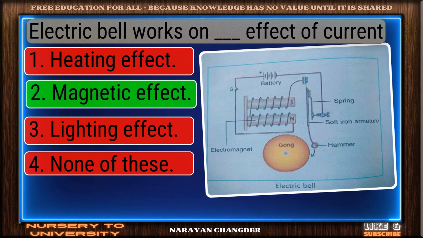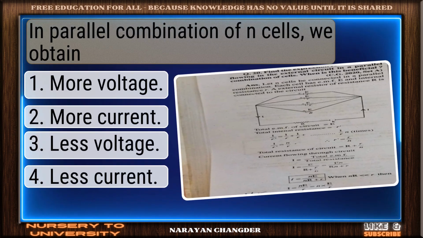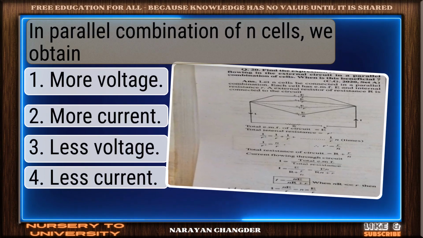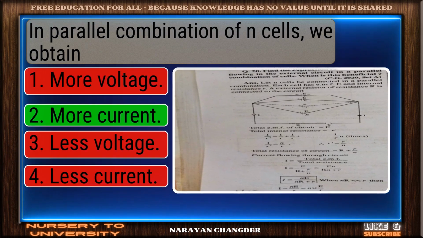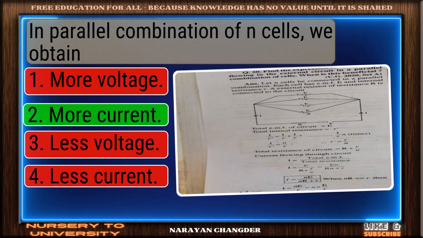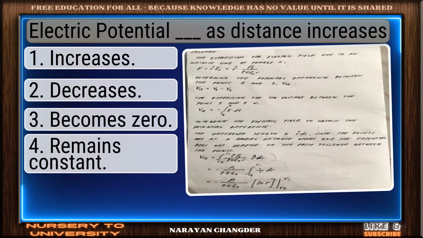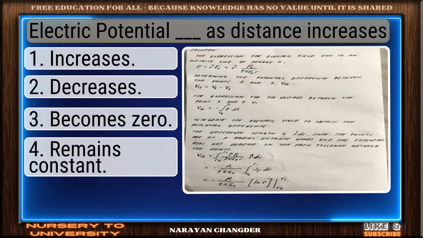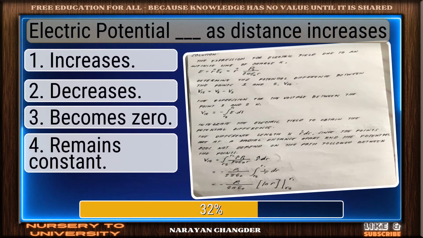Strong choice. Magnetic effect is the right answer. Question number 98. In parallel combination of n cells, we obtain? Nice work. You chose more current and it is correct. Question number 99. Electric potential dash as distance increases.